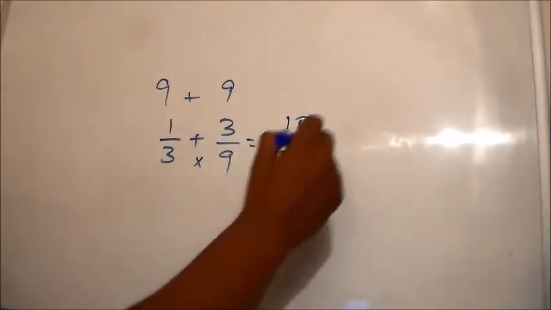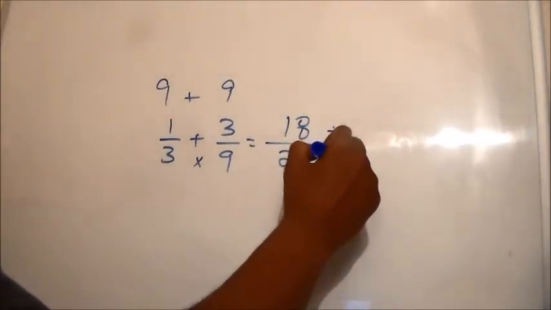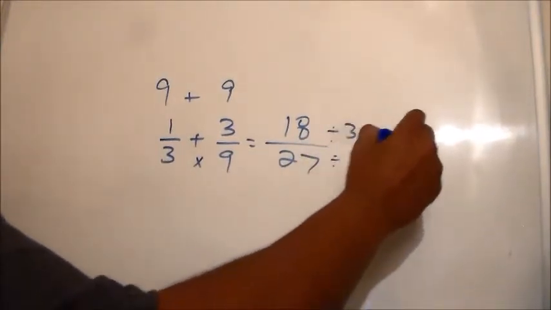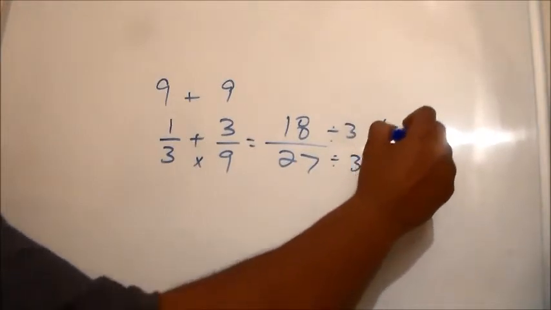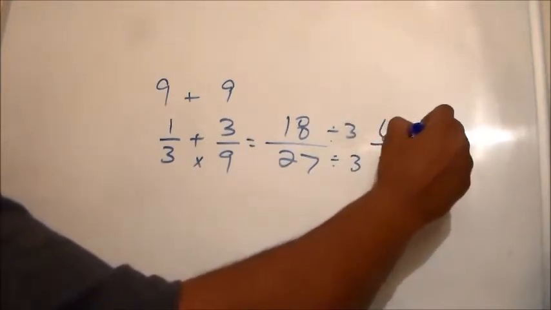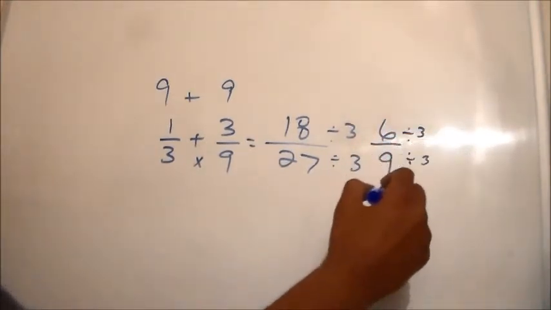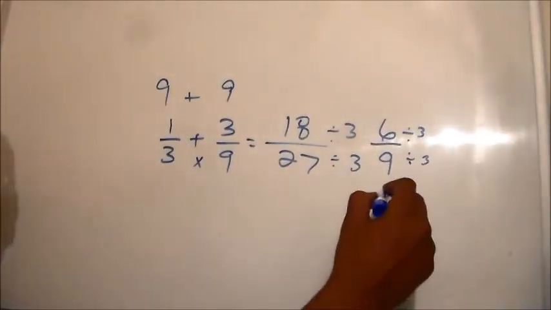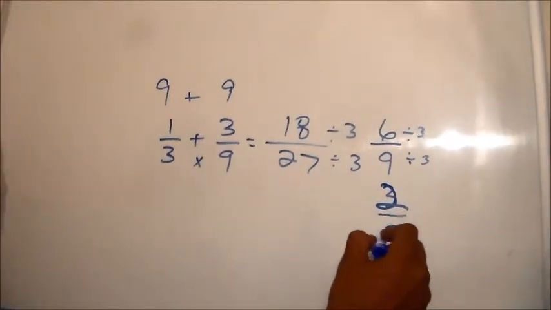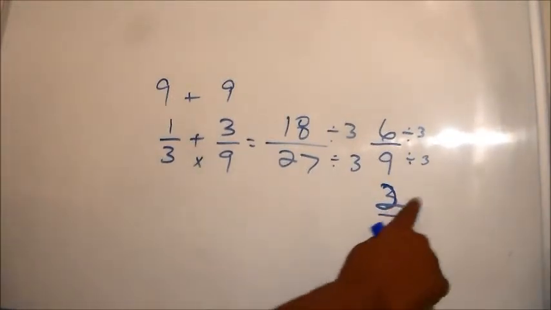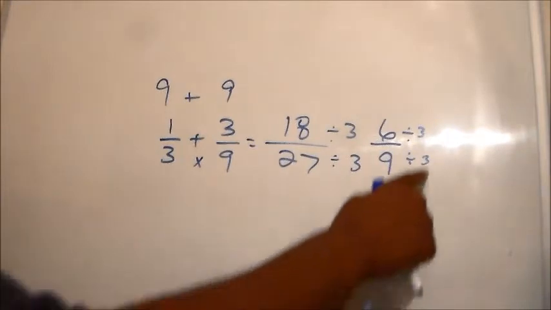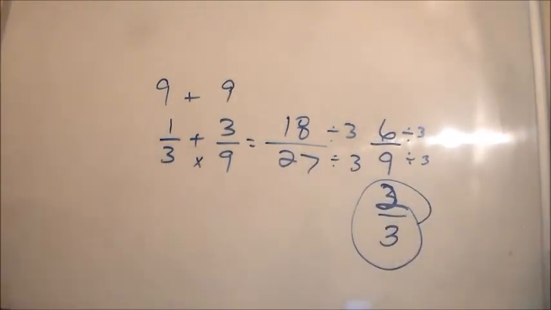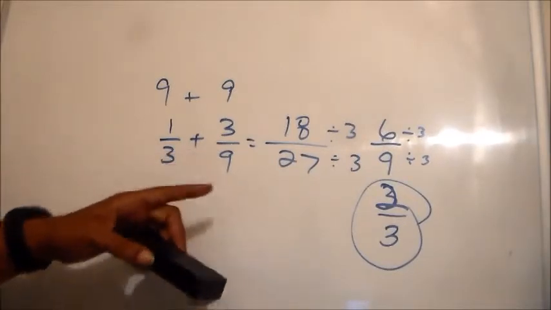Yes, it can. If we divide it by 3, we get 6 over 9. We divide by 3 again, the top and the bottom, we would get 2 over 3. Because 2 times 3 is 6, and 3 times 3 is 9. So our final answer is 2/3 to this question, 1/3 plus 3/9.